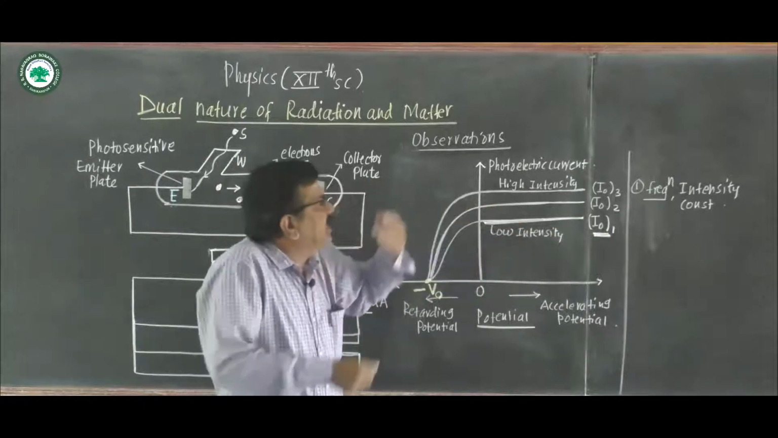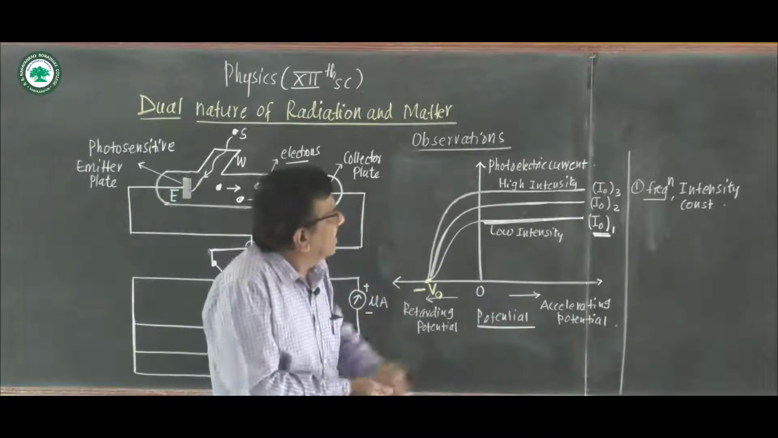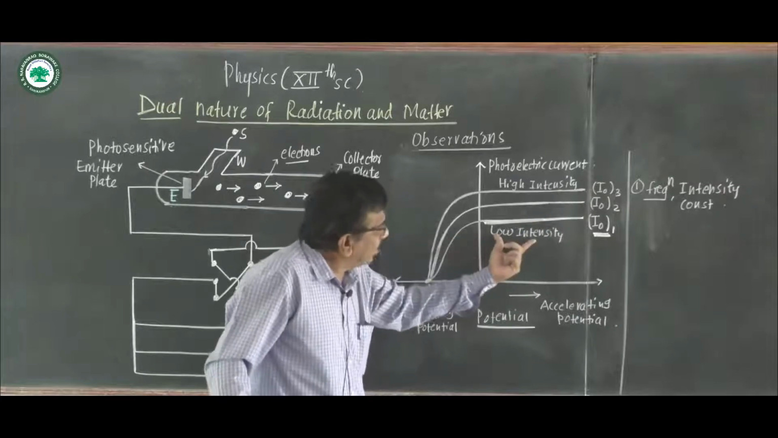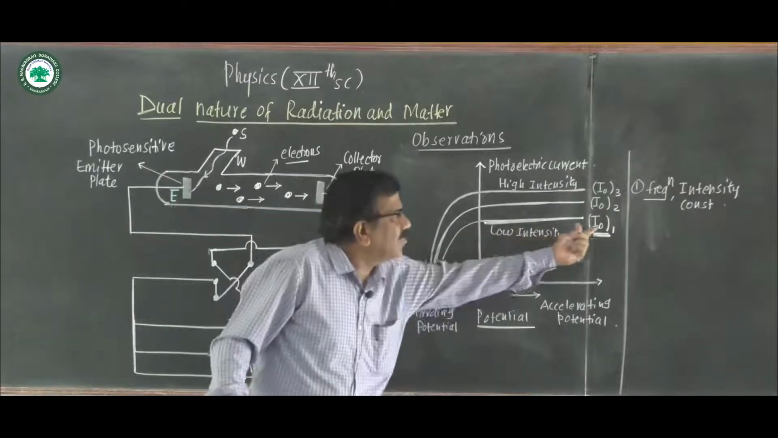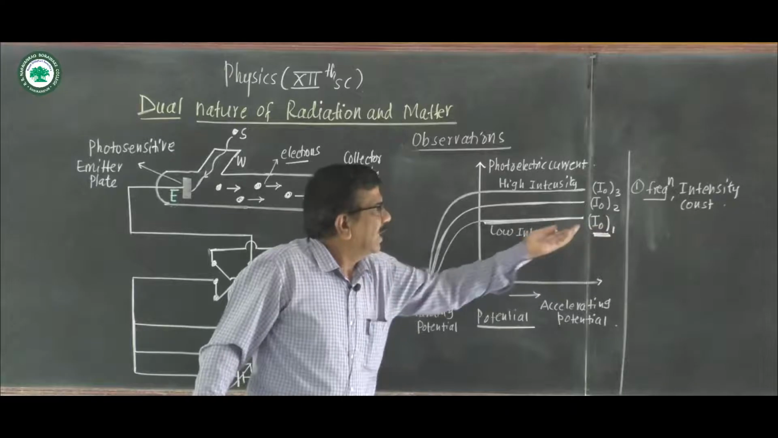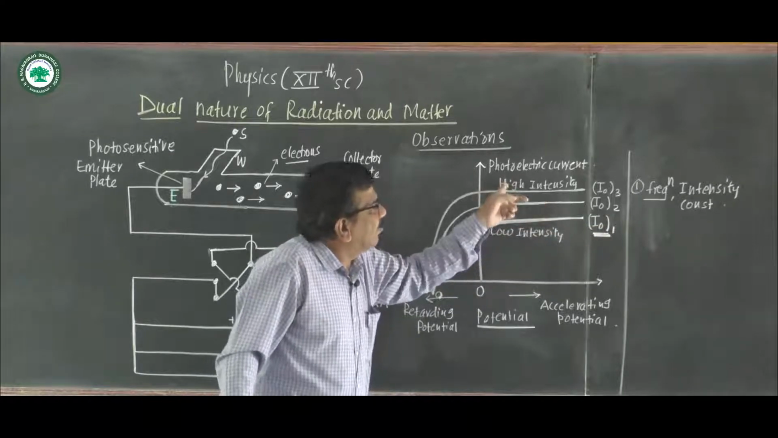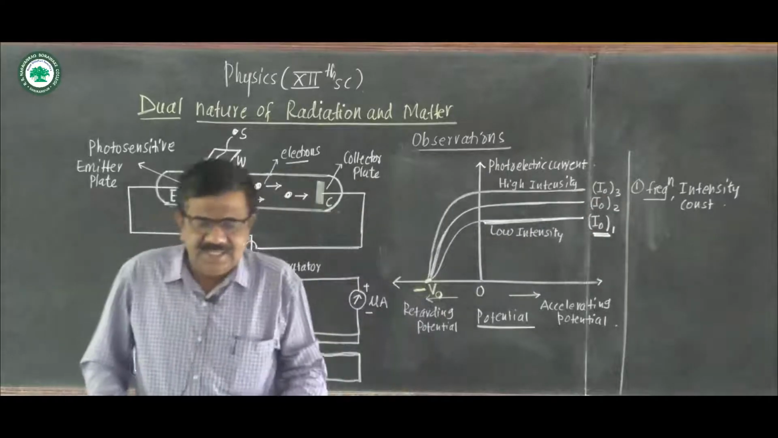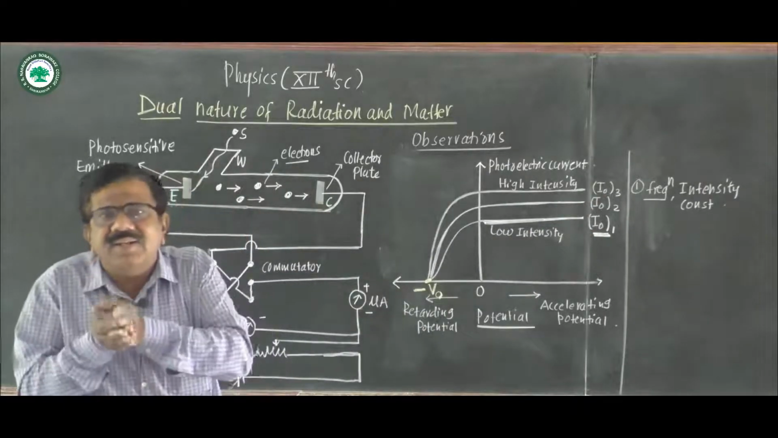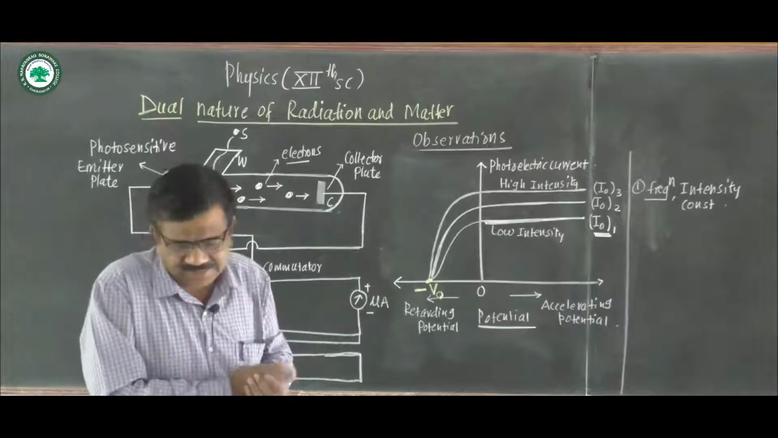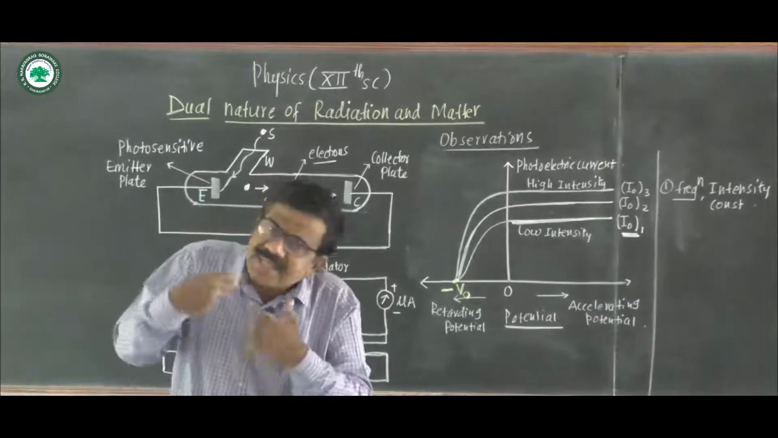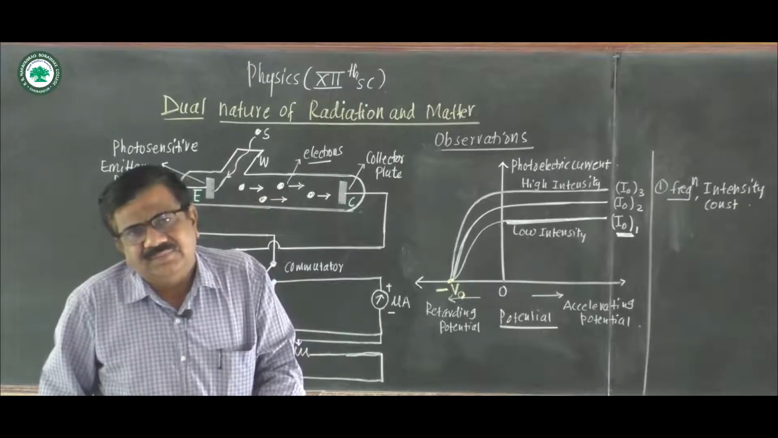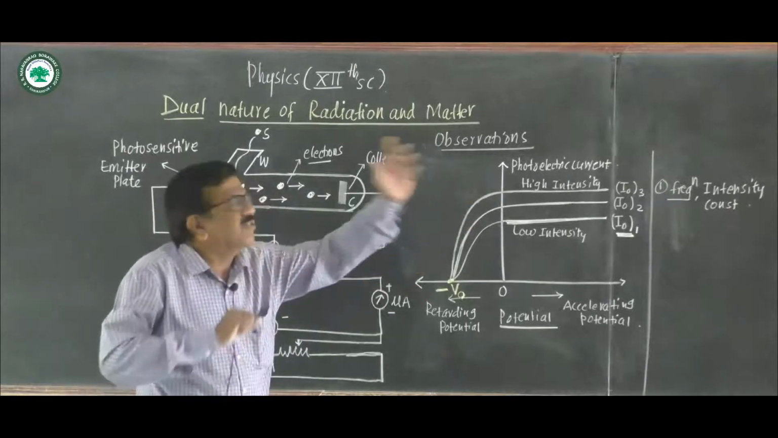If intensity is increased, saturation current also increases. For low intensity, saturation current is low. As intensity is increased, for high intensity, this saturation current is high. It means saturation current depends on intensity. If intensity is doubled, saturation current is also doubled. So this is about the saturation current.